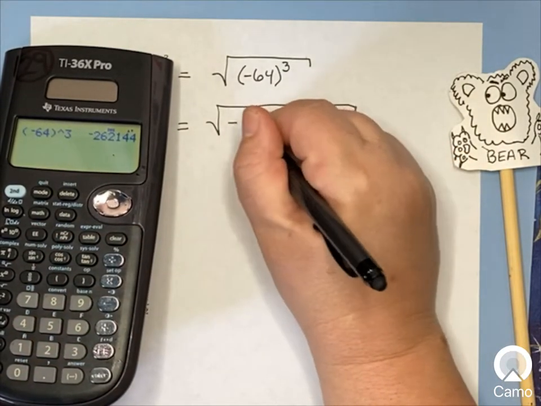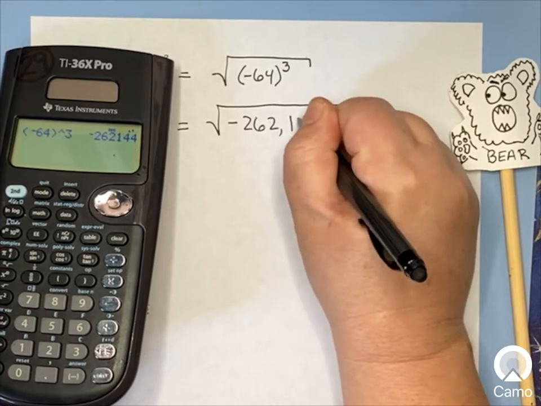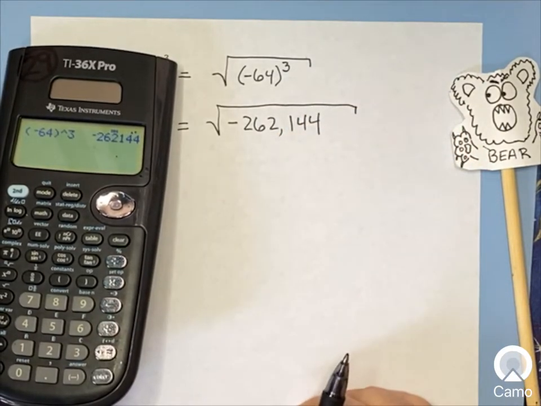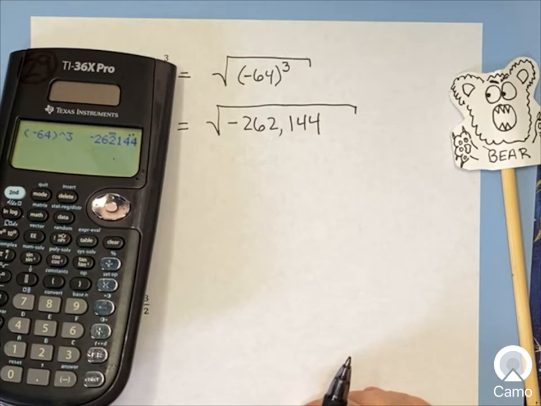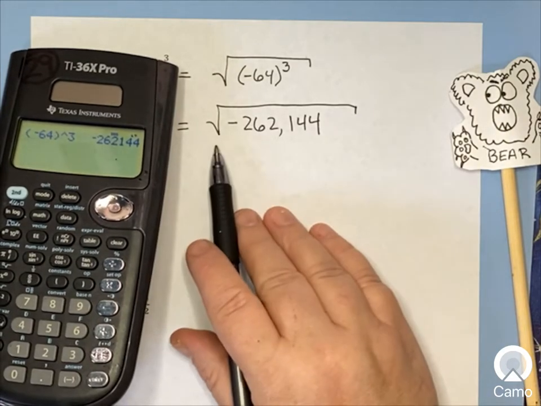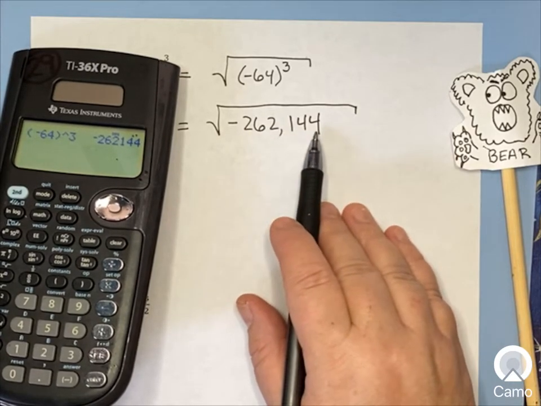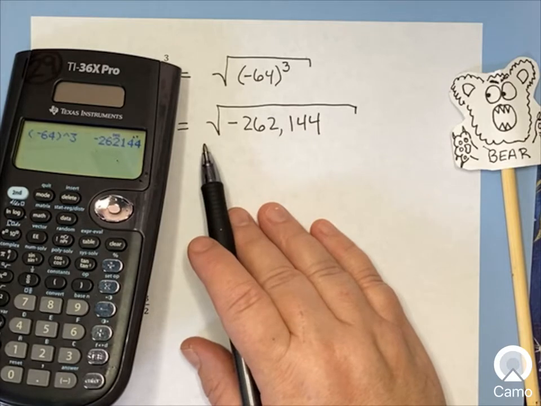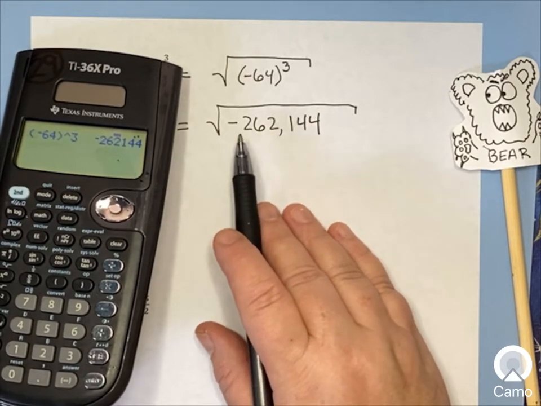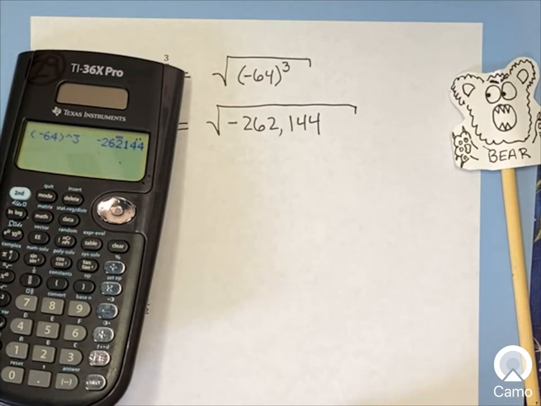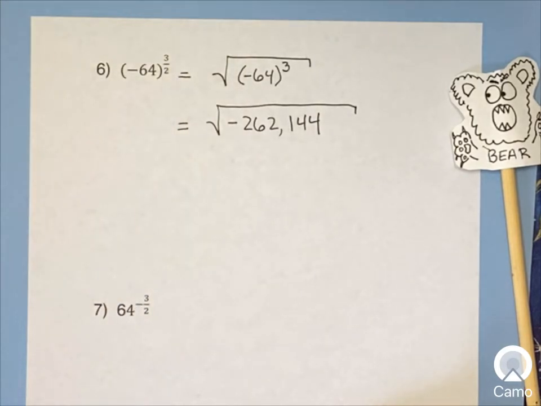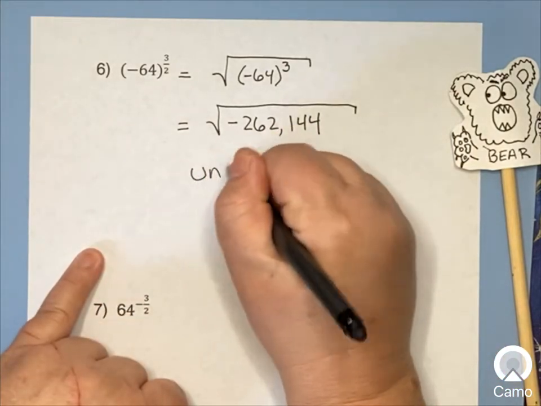So I get negative 262,144. Man, that's a big number. Now, what's going on? Well, we're trying to get radical negative 262,144, or the square root, or the principal square root, or the positive square root of negative 262,144, which, honestly, there are two ways of looking at this. In this particular class, we are not going to deal with imaginary numbers. So we're going to say this is undefined.